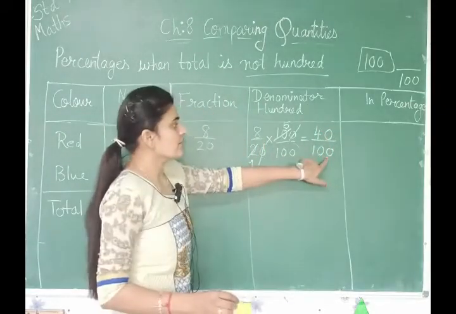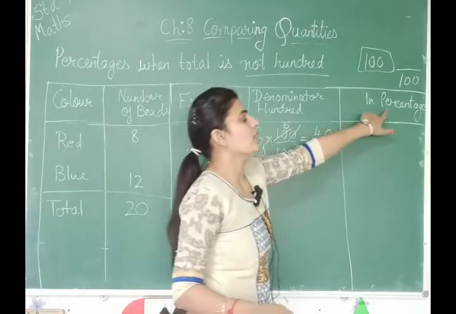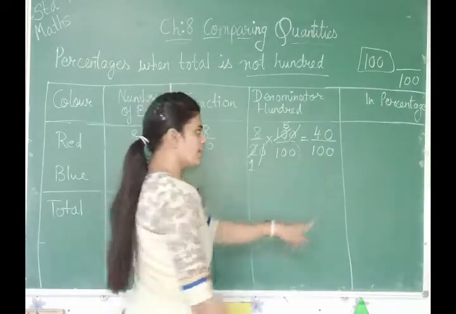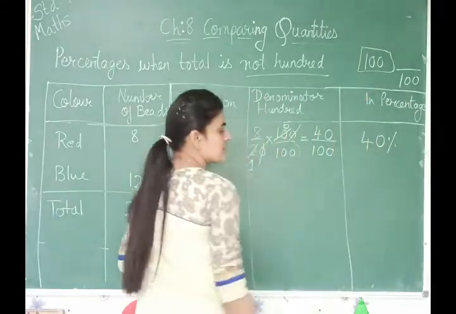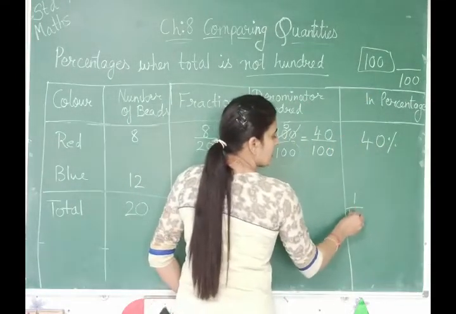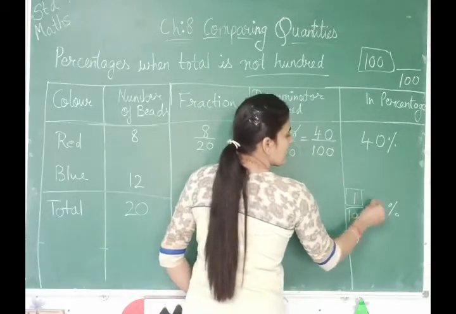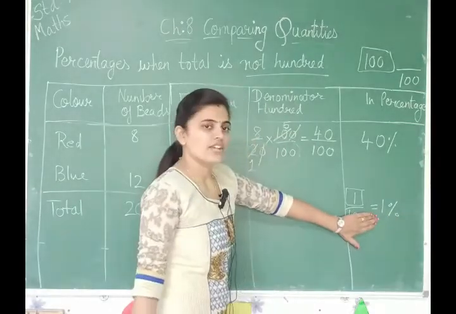So what fraction are we getting? 40 by 100. That means if we want to write it in percentage form, it will be 40%. Because we have seen earlier that when it was 1 by 100, we wrote 1%, meaning we write the numerator and after that put the percentage sign. The denominator we are not writing.